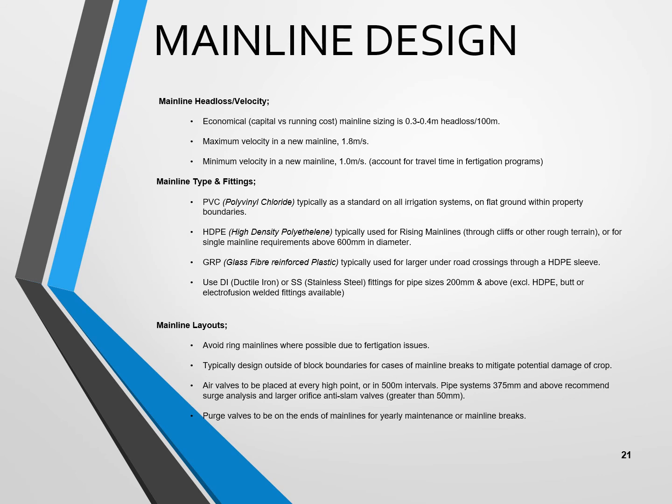Air valves are designed at every high point or in 500 metre intervals. For piping systems 375 mm and above, we recommend a surge analysis be undertaken and larger orifice anti-slam valves installed. Purge valves at the end of mainlines are to be designed for yearly maintenance or mainline breaks.